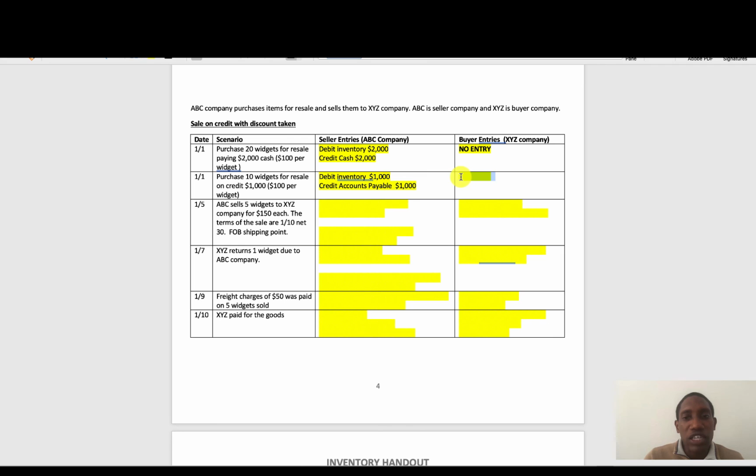What's the entry for XYZ? What did happen to XYZ? If you're ever confused about an entry, just ask yourself, what did XYZ get? What did XYZ give? XYZ didn't get anything. XYZ didn't give anything. The only thing that happened is the seller just bought the items from their supplier, so there's no entry also for XYZ Company. Okay, again, ABC Company is going to sell to XYZ Company, but before ABC can sell, ABC has to buy from their supplier first, right?